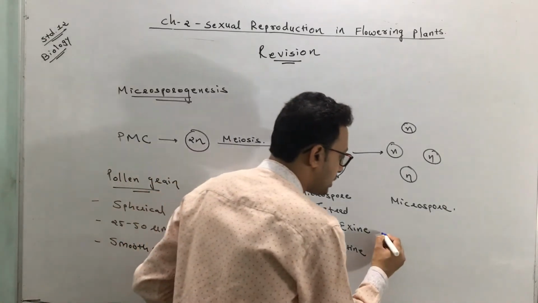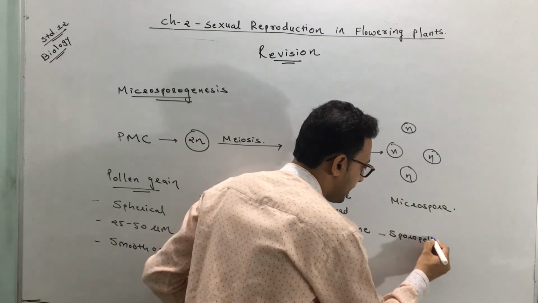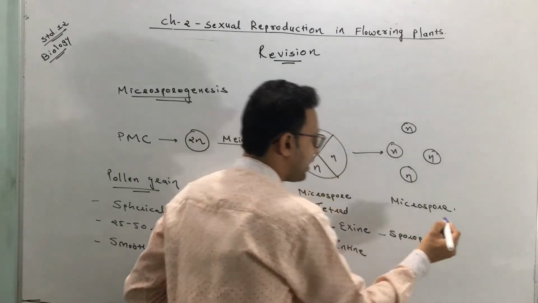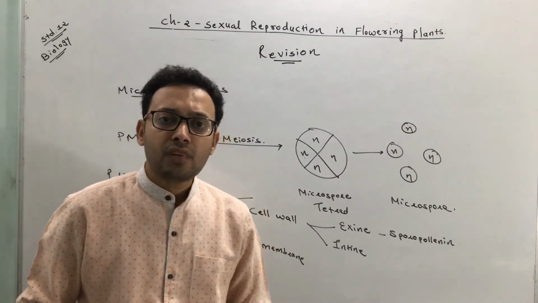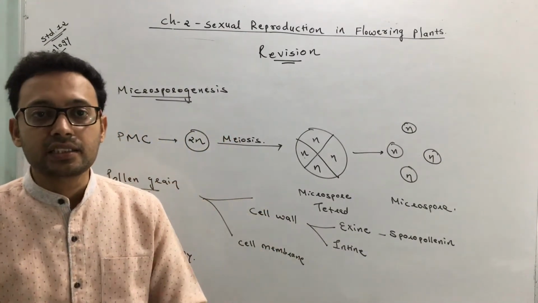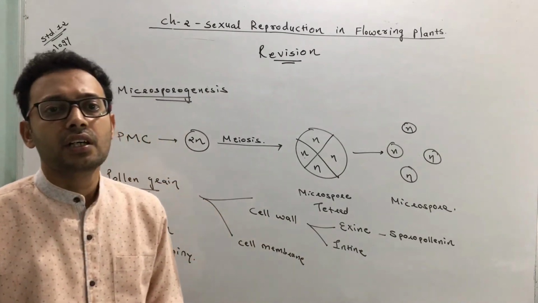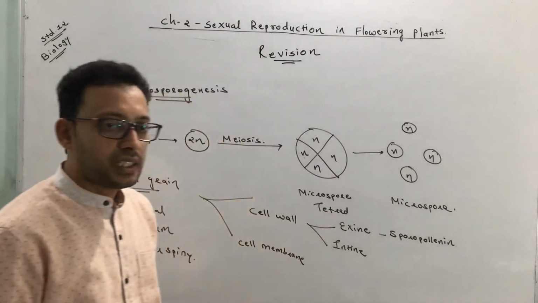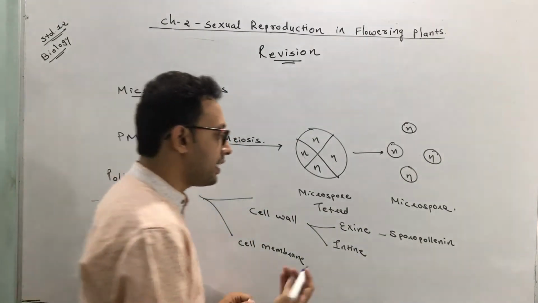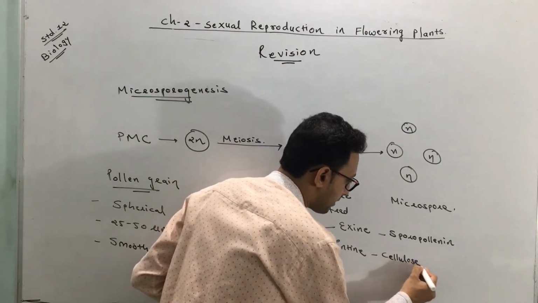The exine is made up of an organic material called sporopollenin. This is an organic material that is highly resistant to any kind of acids or strong bases, and it cannot even be denatured by higher temperature. So it's a very strong one. Next, the other one is the intine, the inner layer, and that inner layer is made up of cellulose and pectin.